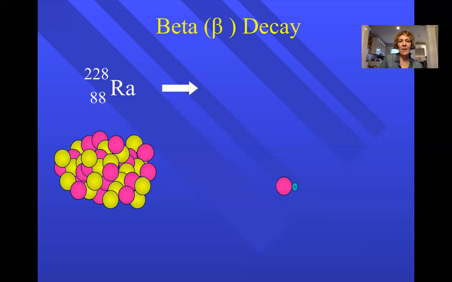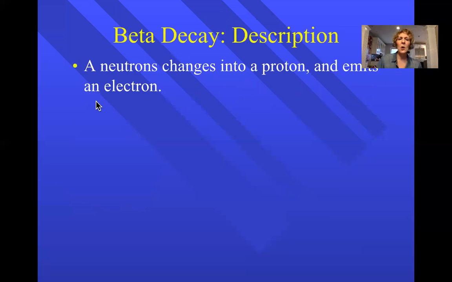In beta decay, you have basically a high energy electron that comes off. Here we have radium-228, and a beta particle comes off. It doesn't have any mass, as you can see up here, but it does have a charge of -1. Then that decays into another element that has a mass number of 228 and a proton number of 89. We're not going to balance radioactive chemical reactions in this class, but you can see that the mass number on the left and the right have to be equal, and the proton number in the lower left-hand corner also has to be. What actually happens in beta decay is a neutron changes into a proton and emits an electron.